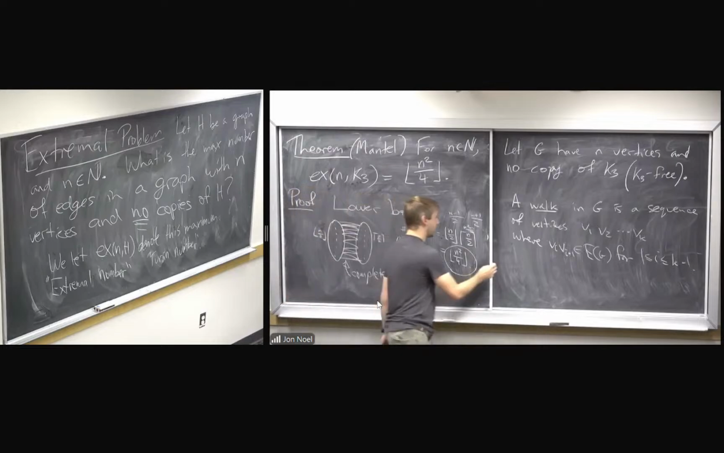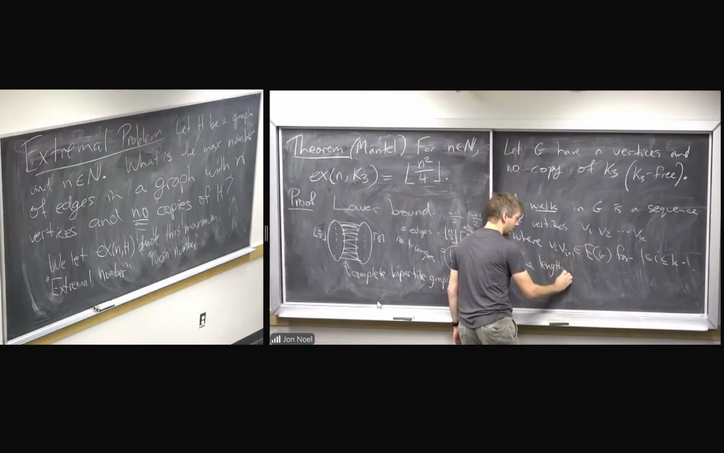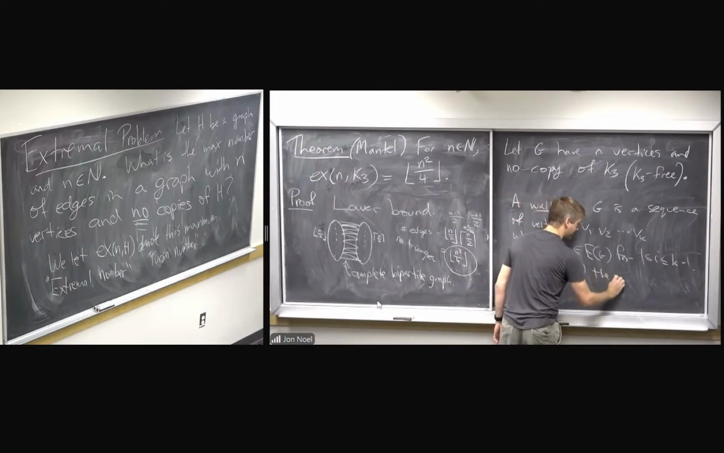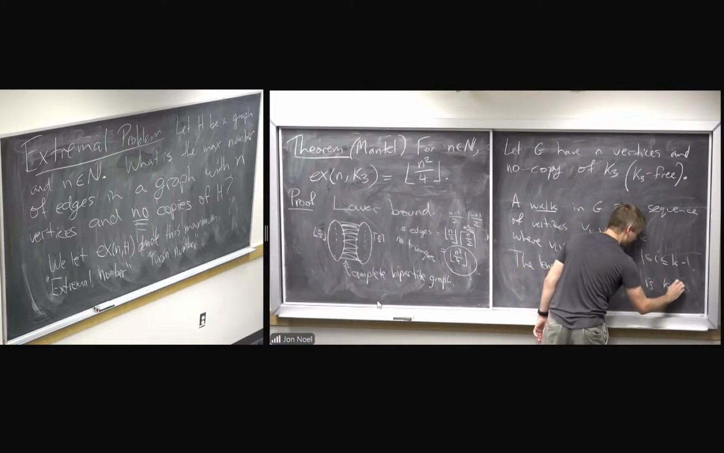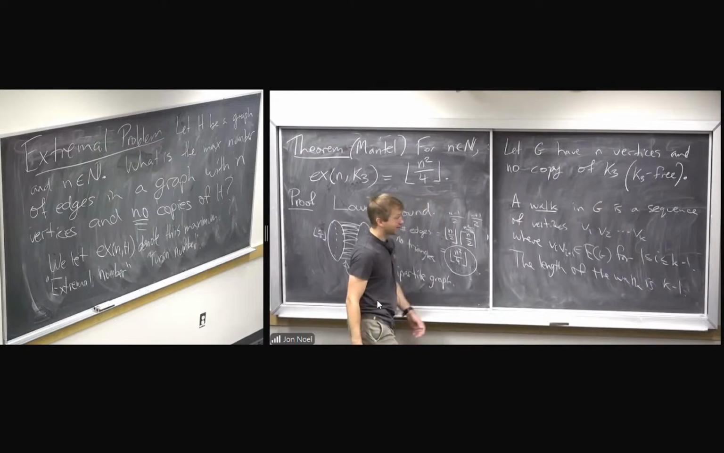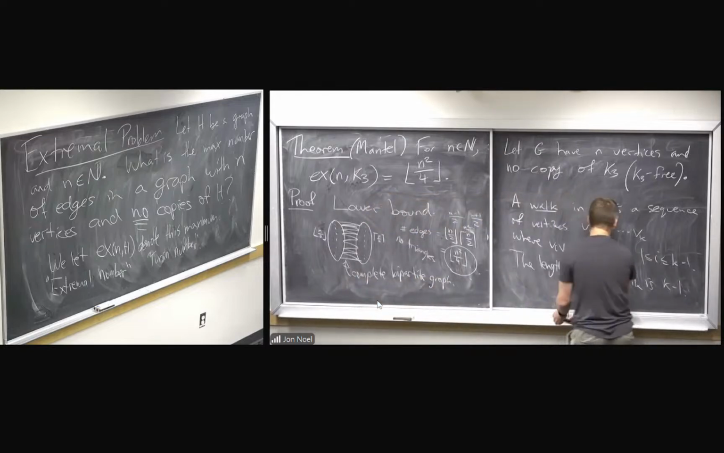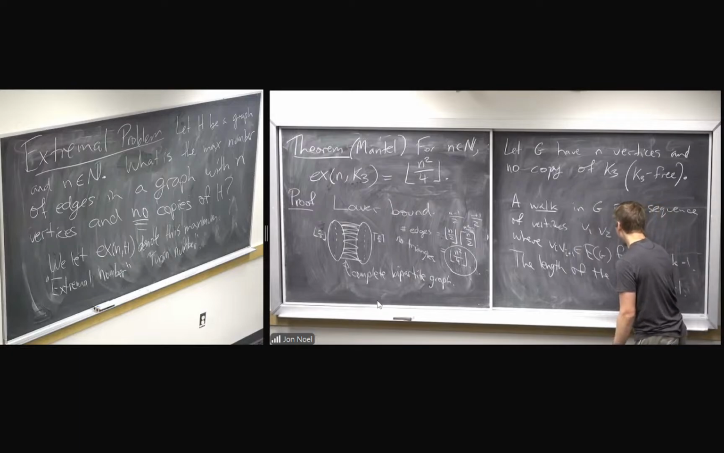And the length of this walk is, confusingly, given the way that we've defined paths, the length of this walk, I mean, well, maybe it's not that confusing. Anyway. The length of this walk is k minus 1. It's the number of edges in the walk.